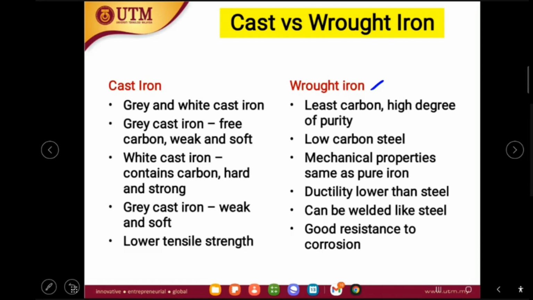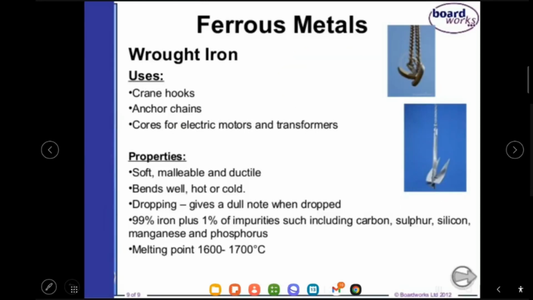It is a low carbon steel, because it has less carbon. The mechanical properties are about the same as pure iron. Because it has less carbon, the mechanical property is about the same as pure iron, but the ductility is of course lower compared to steel. It also can be welded like steel, and it has very good resistance to corrosion.